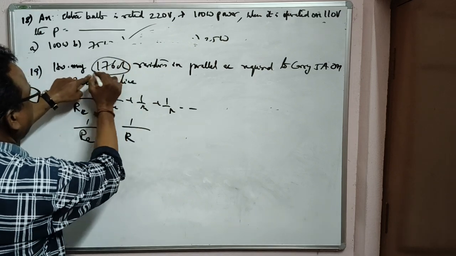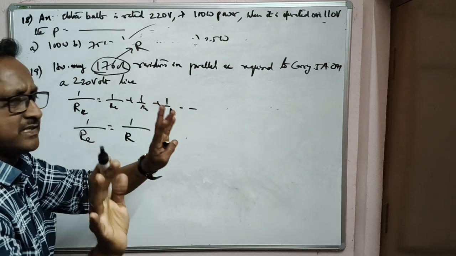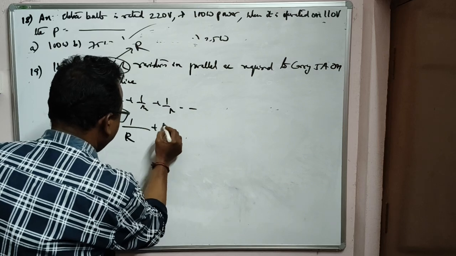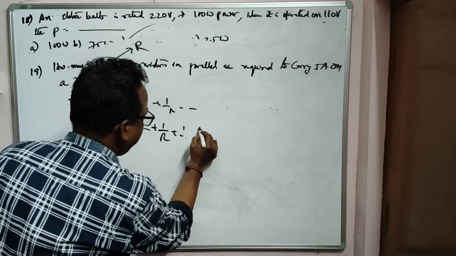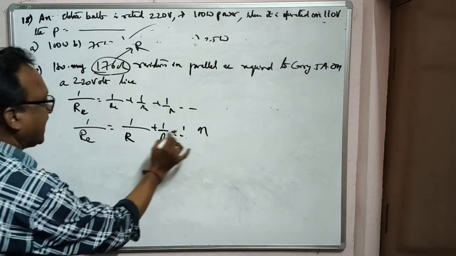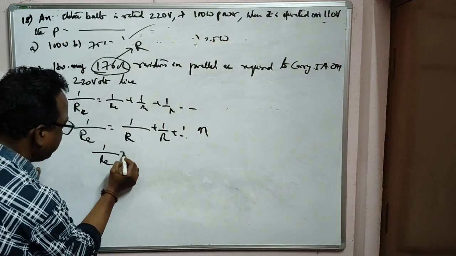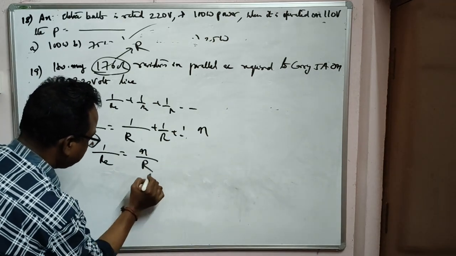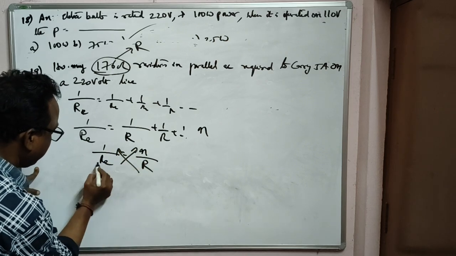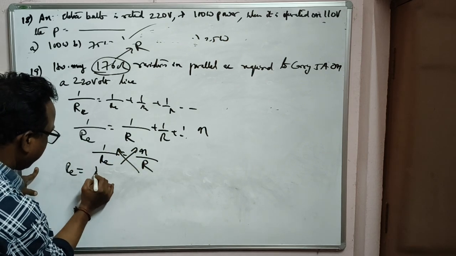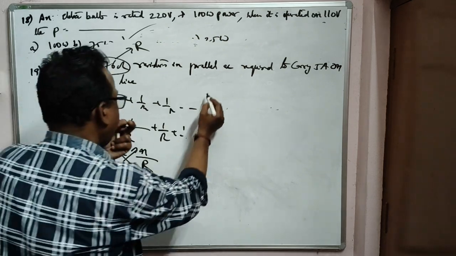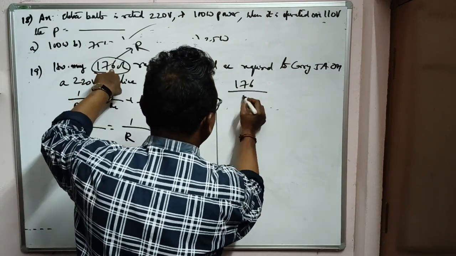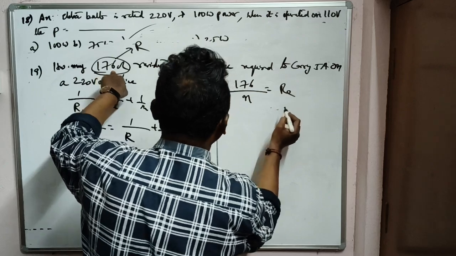Forget about the values for instance, take this 176 as R. So 1 by R plus 1 by R plus, we don't know how many, let it be N resistors. So 1 by R effective is equal to 1 by R, 1 by R, 1 by R, N times. So N by R. So the effective value R is equal to the reciprocal, R by N. But the R value is given as 176, so 176 by N is the effective value in parallel connection.